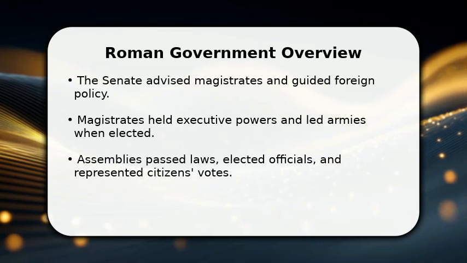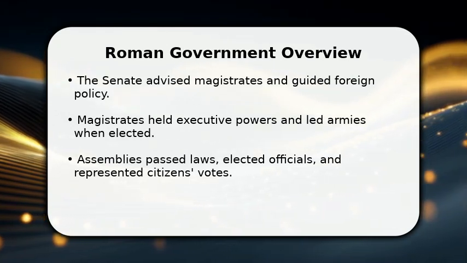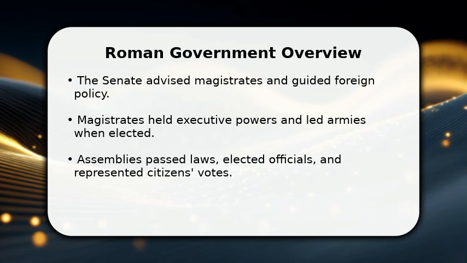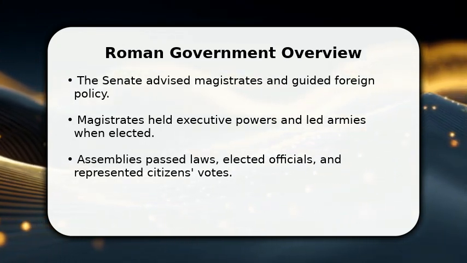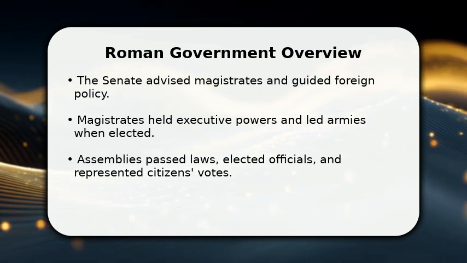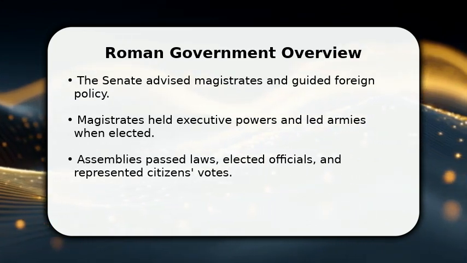Enjoy the video. In this video, I will explain how the Roman government worked. Follow along as I break down roles, institutions, and decision processes step by step. We will explore the Senate, magistrates, assemblies, and informal powers that shaped policy and law.